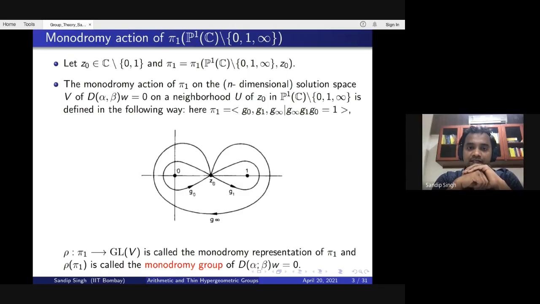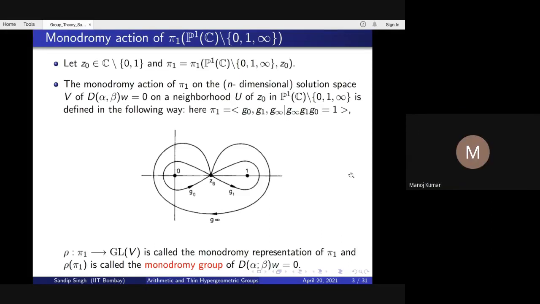So pi1 is a free group on 2 generators, but here I am considering 3 generators: the loop equivalence classes around 0, around 1, and around infinity. So I have this one relation, g_infinity g_1 g_0 equals 1.